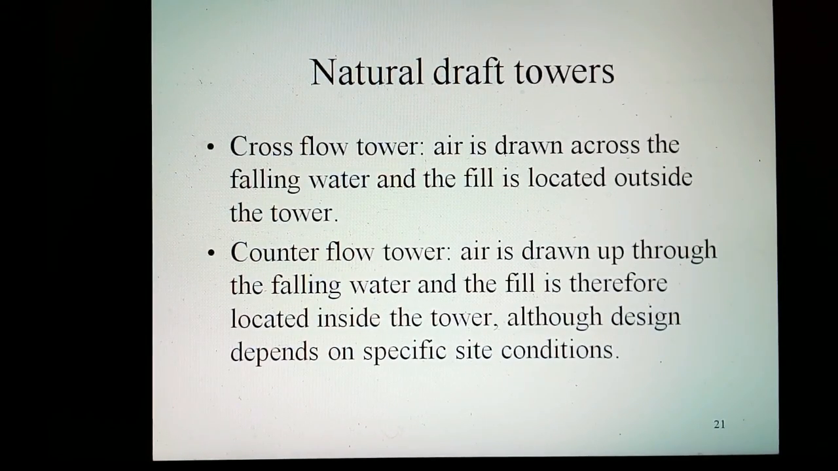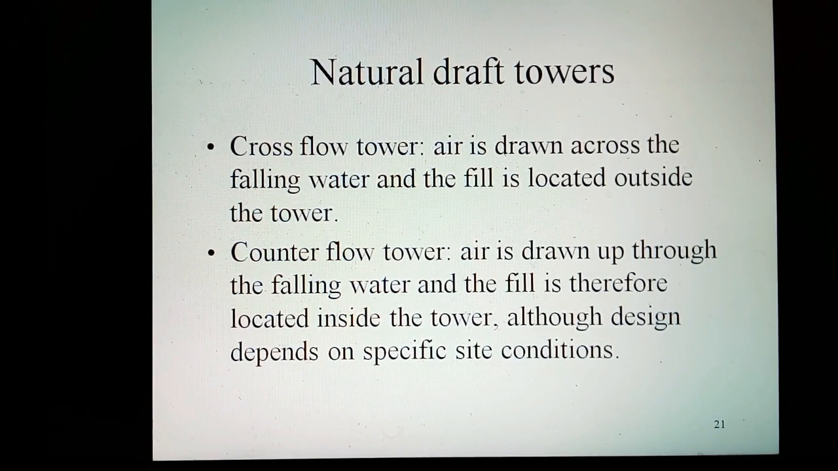There are two main types of natural draft towers. Cross-flow tower: air is drawn across the falling water and the fill is located outside the tower. Counterflow tower: air is drawn up through the falling water and the fill is therefore located inside the tower, although design depends on specific site conditions.